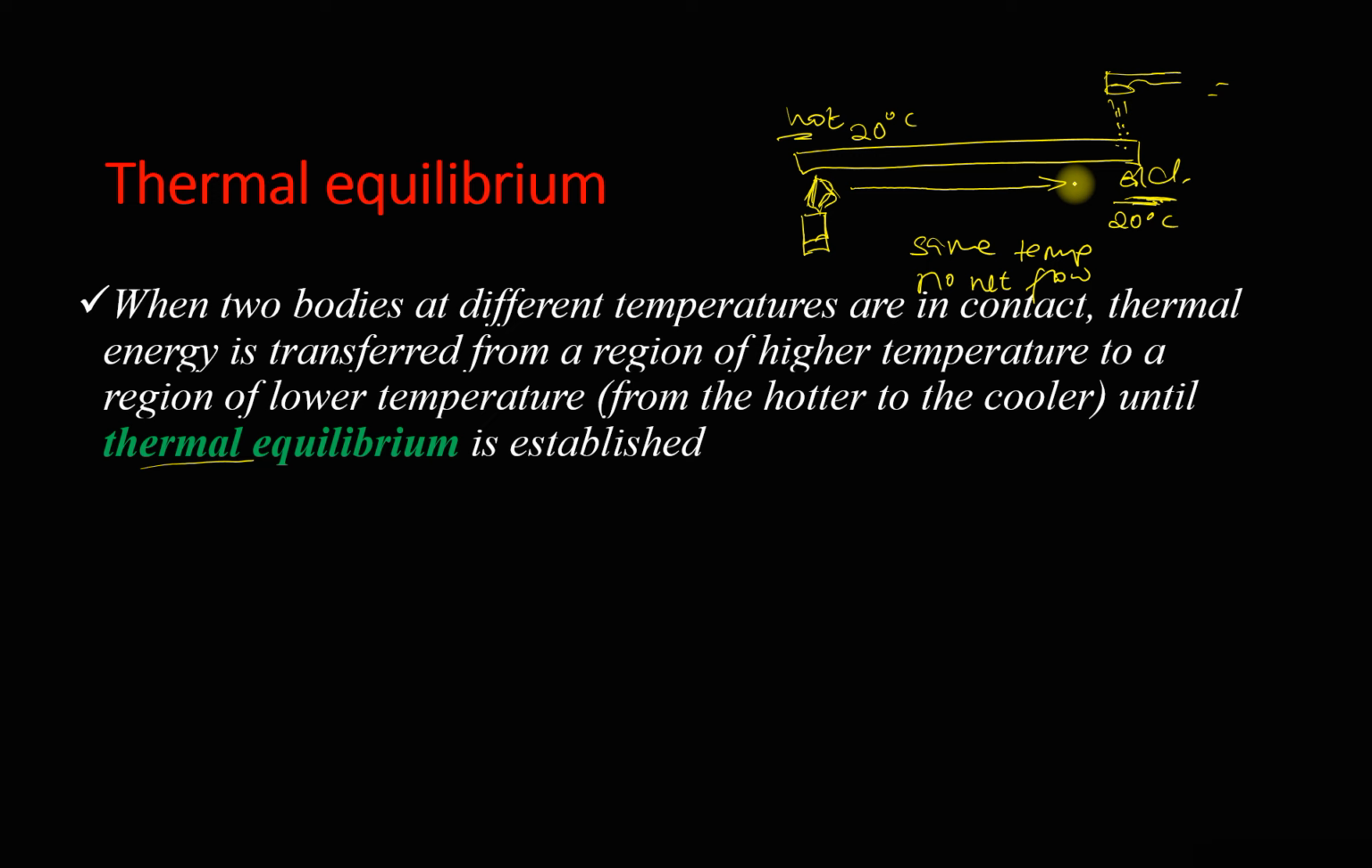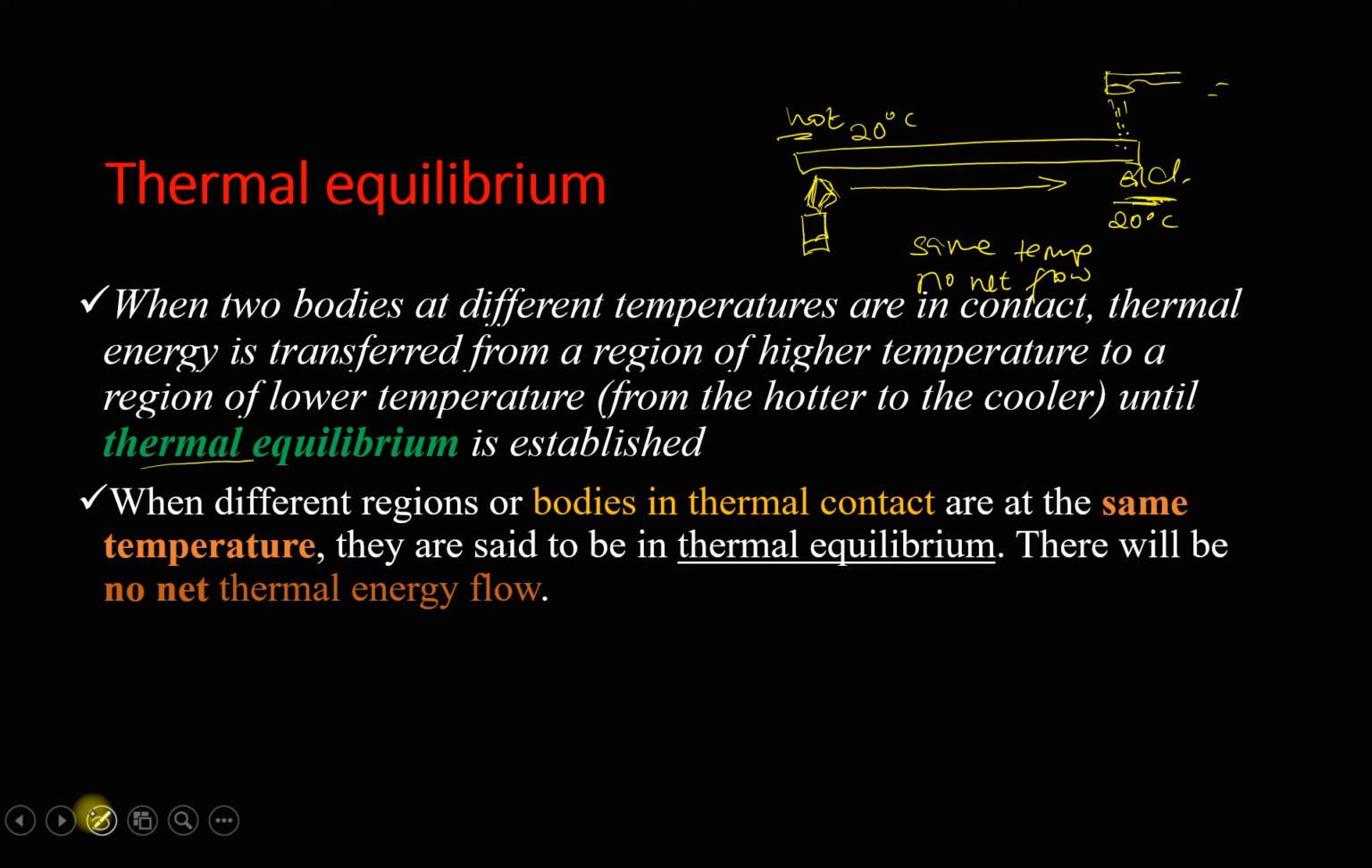So what we are saying is very simple: when different regions or bodies in thermal contact are at the same temperature, they are said to be in thermal equilibrium. And whenever there is thermal equilibrium, there is no net thermal energy flow in any particular direction.